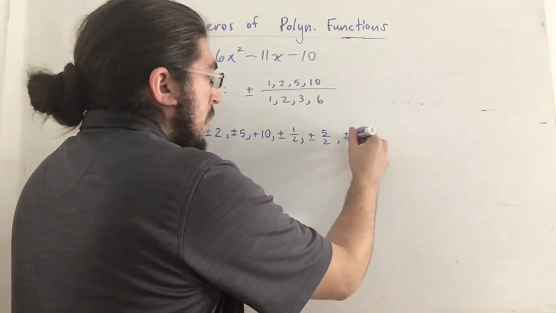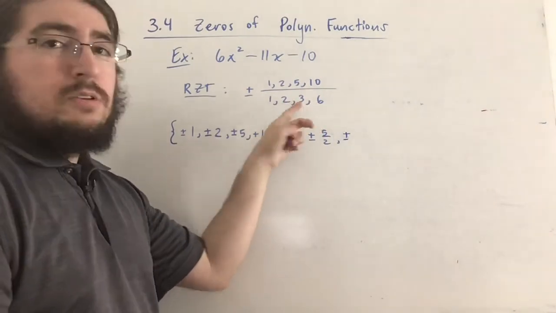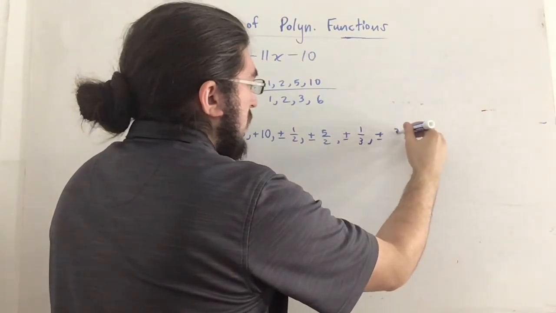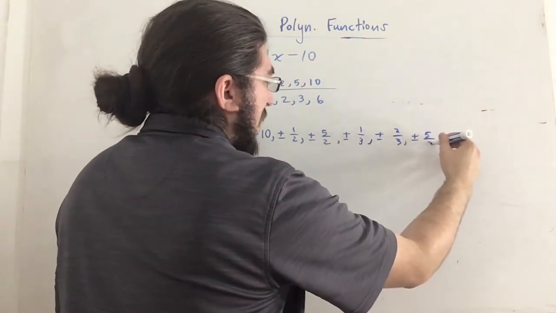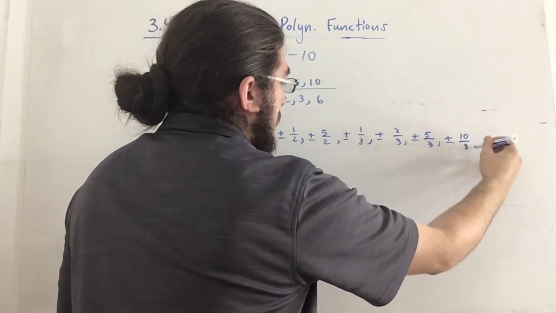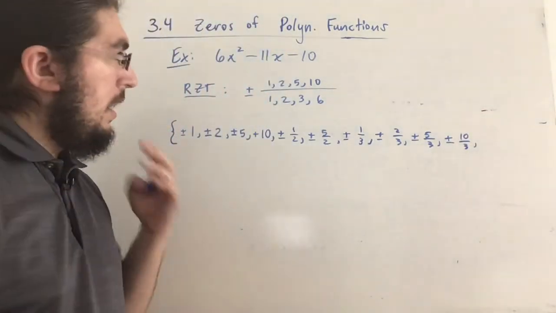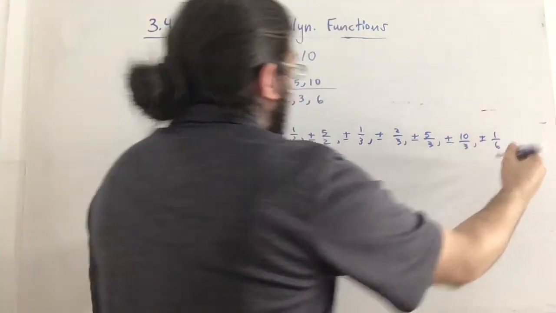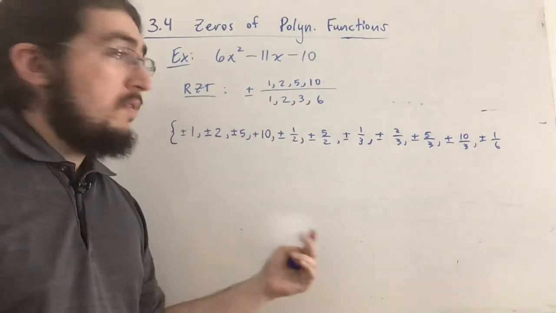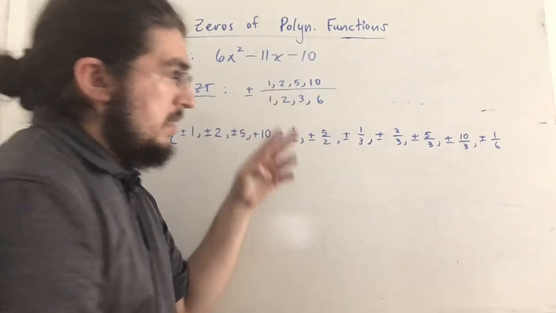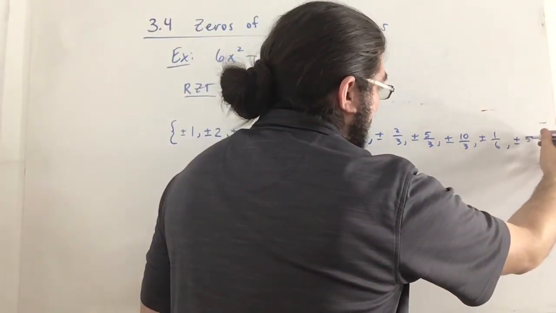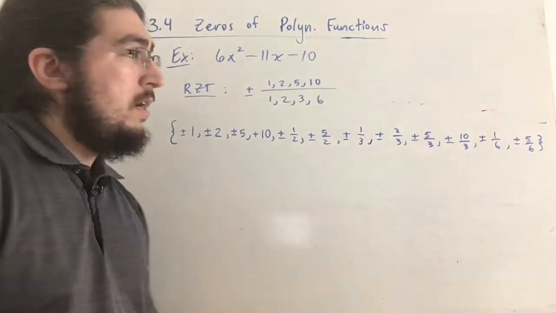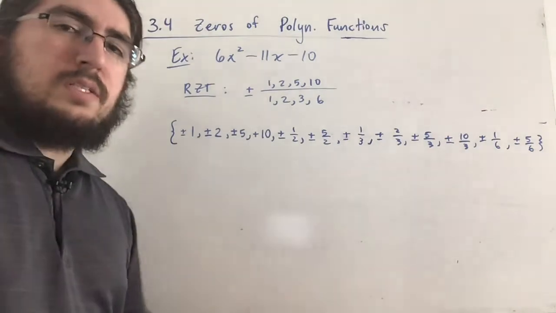So let's continue. And notice when you divide 1, 2, 5, and 10 by 3, there's no reduction. So those will all be new. So we get plus or minus 1 over 3, plus or minus 2 over 3, plus or minus 5 over 3, and finally plus or minus 10 over 3. It's going to be a lot to check. What else? Oh, so now dividing by 6. So we get 1 over 6, that's new. And I would say 2 over 6, but 2 over 6 is 1 over 3, which we already have. 5 over 6 is new. And I think that's it, because, of course, 10 over 6 reduces to 5 over 3, which is already accounted for. So we have this huge list of possible rational zeros.